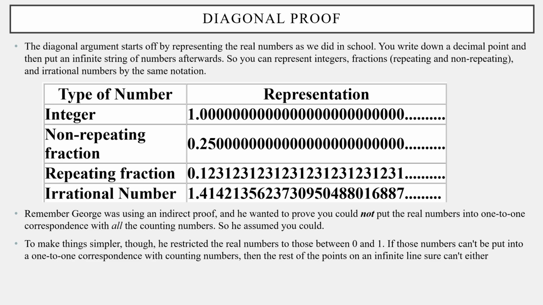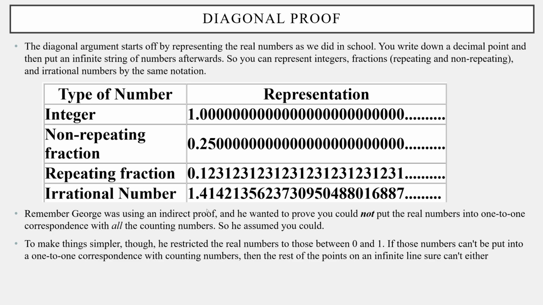Okay. So the diagonal argument starts off by representing the real numbers as we did in school. You write down a decimal point and then put an infinite string of numbers afterwards. So you can represent integers, fractions, repeating and non-repeating, and irrational numbers all by the same notation. Just represent them all this way. Integers would just be like, if you pick the number 1, it would be 1 and then an infinite number of zeros. Non-repeating fractions, like 1/4, would be 0.25 and then an infinite number of zeros. Repeating fractions, this is 1, 2, 3, 1, 2, 3, and so on, and then irrational numbers here.